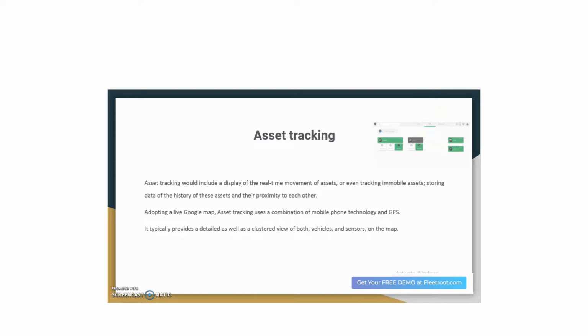Now let's discuss asset tracking. Asset tracking would include a display of the real-time movement of assets or even tracking immobile assets, storing data of the history of these assets and their proximity to each other. Adopting a live Google map, asset tracking uses a combination of mobile phone technology and GPS. It typically provides a detailed as well as a clustered view of both vehicles and sensors on the map.